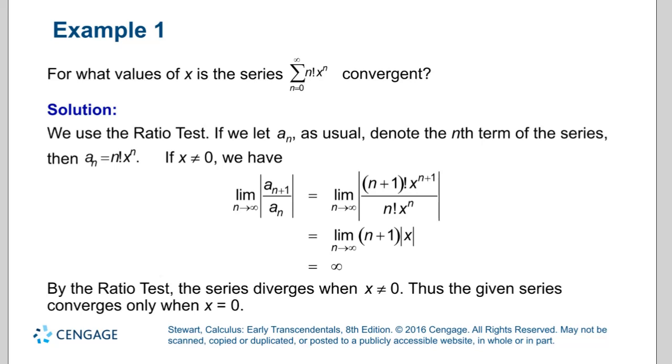Now we plug it in. We have (n plus 1) factorial times x to the n plus 1 over n factorial times x to the n. When we simplify that down, the n factorial will cancel out, and the x to the n will cancel out, and I'm left with n plus 1 times the absolute value of x. Now, as n goes to infinity, that limit goes to infinity. So based on the ratio test, this series diverges when x does not equal 0. So the only time the series converges is when x equals 0, because it actually converges to 0. So that's how we would do this problem.